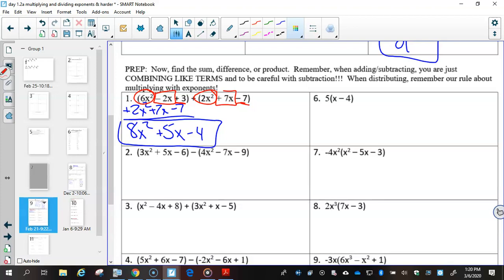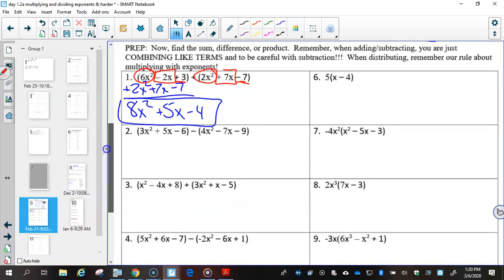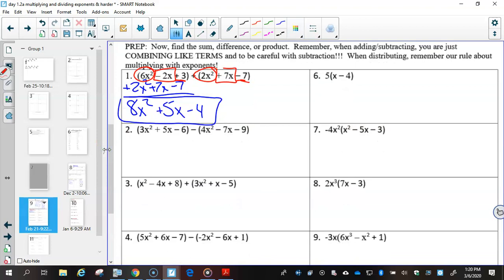For number 2, we are subtracting. But because we're subtracting, we have to think back to when we were doing systems of equations by elimination. Because we have to subtract the entire equation. And that's what we're going to do here. So I'm going to move this down here. But we have to subtract the entire thing.